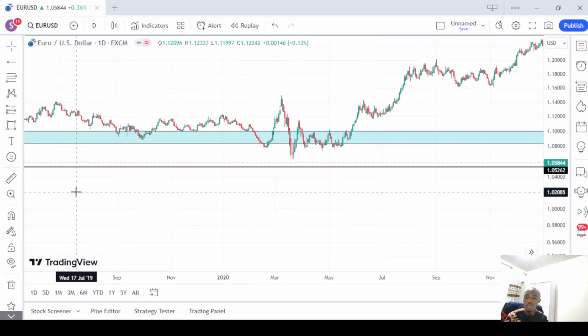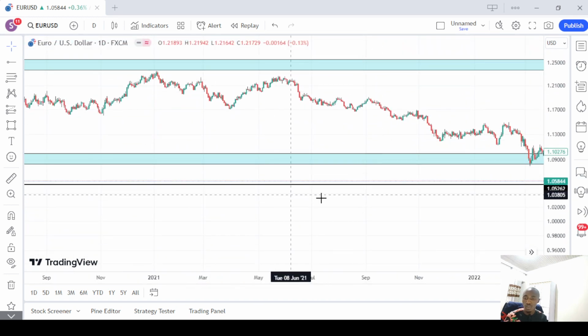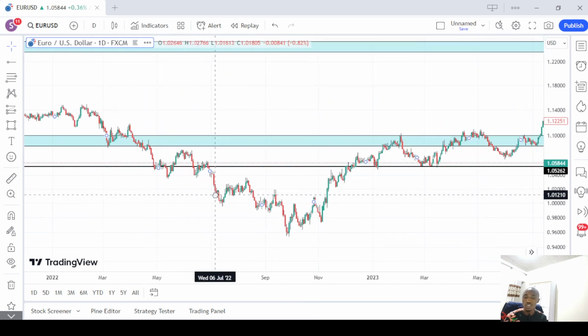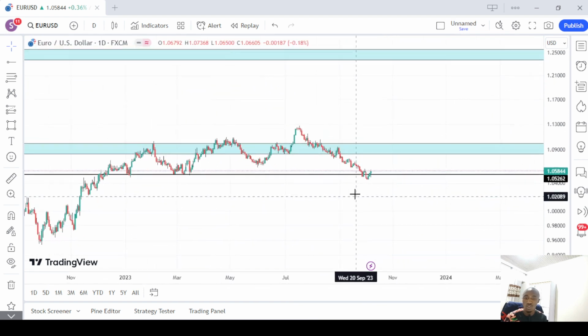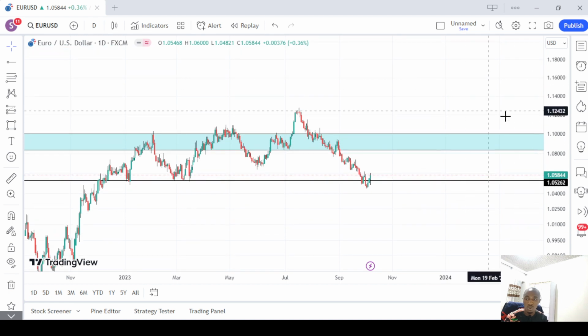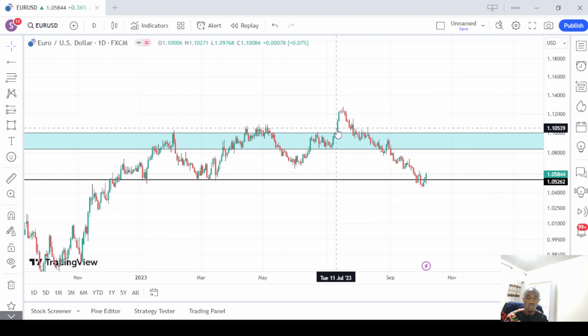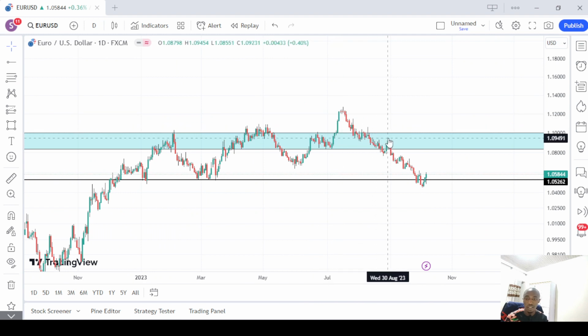So the major aim of these zones is for you as a trader to be taking your trades from zone to zone. You take trades from zone to zone. So from here, you take trades down to this zone.